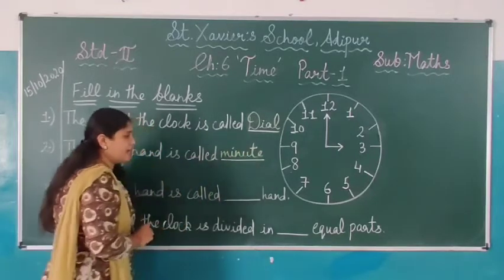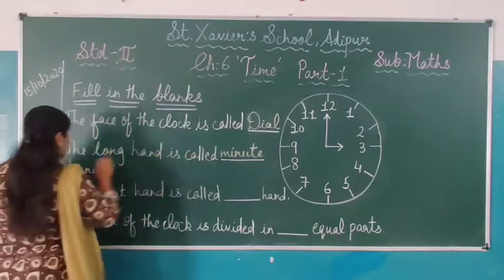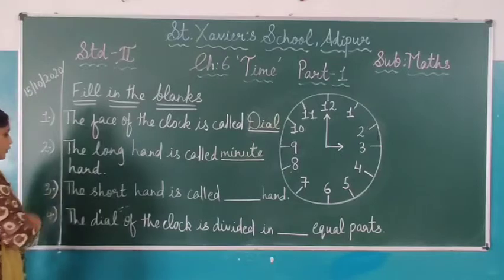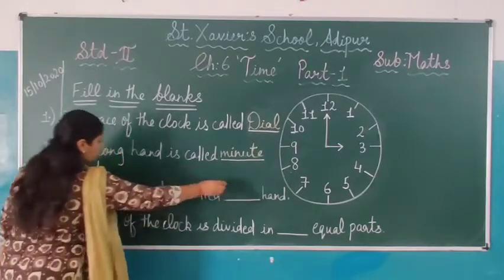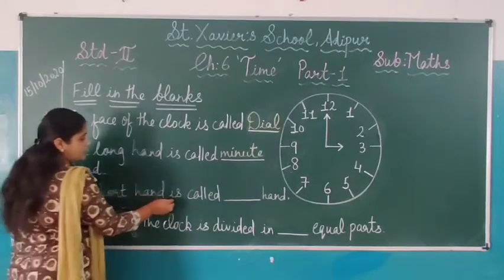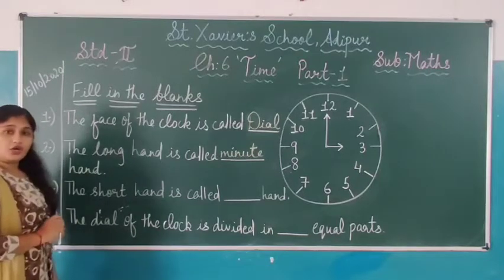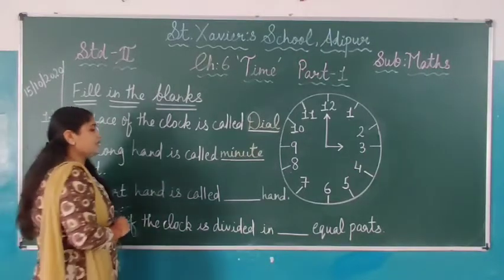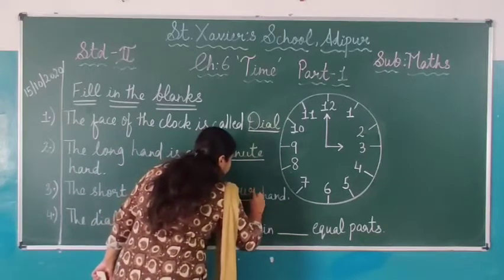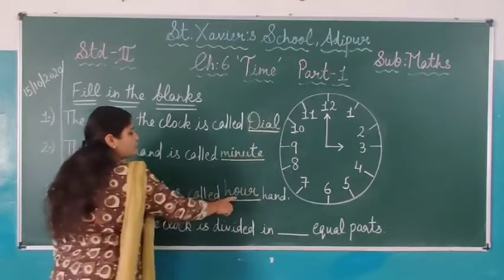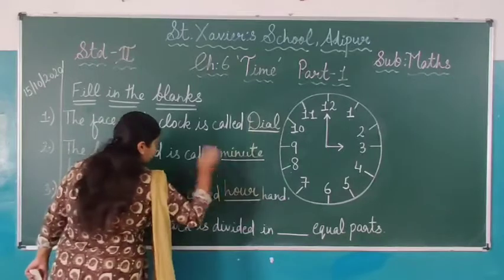M-I-N-U-T-E, minute hand. The long hand is called minute hand. Then third, the short hand is called dash hand. हम जो छोटा hand है, short hand है, उसको क्या बोलते हैं students? Yes, hour hand. H-O-U-R. The short hand is called hour hand.